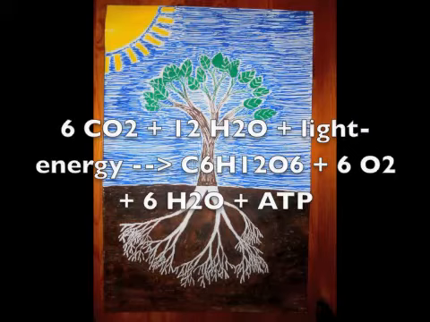This is just an overall reaction that represents the series of reactions that occur during the dark phase and light phase of photosynthesis. The reactants of this composite reaction are carbon dioxide, water, and light energy, which strictly speaking is not a reactant, but it helps photosynthesis occur. The products are glucose, oxygen, water, and ATP, adenosine triphosphate. You might notice that water is both a reactant and a product.